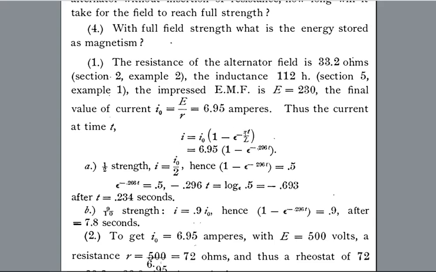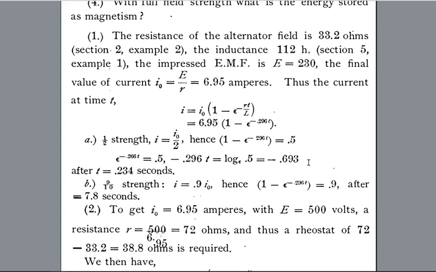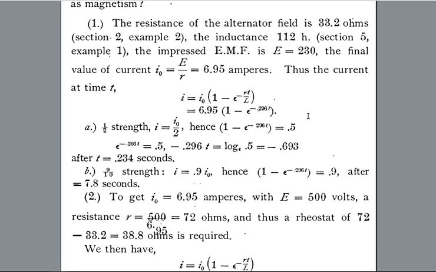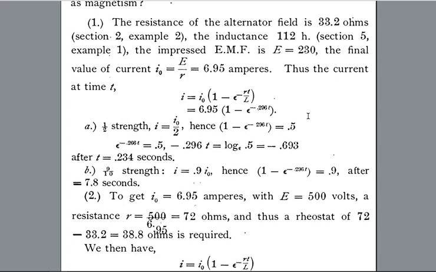A. For half strength, I equals I0/2 equals 3.475. Hence, 1 - e^(-0.34t) equals 0.5. Therefore, e^(-0.34t) equals 0.5. Taking logs, -0.34t equals log 0.5 equals -0.693. Thus, t equals 0.693/0.34 equals 2.34 seconds.